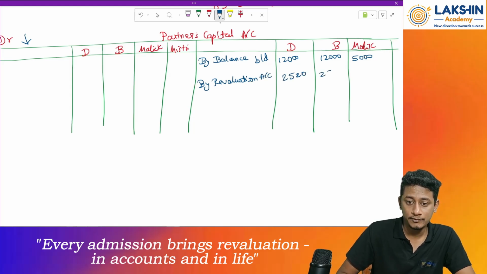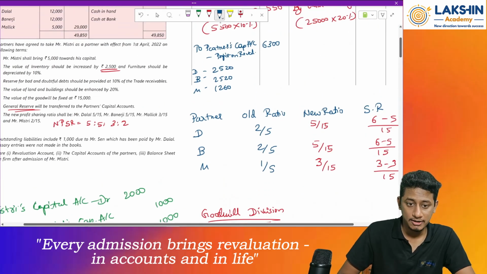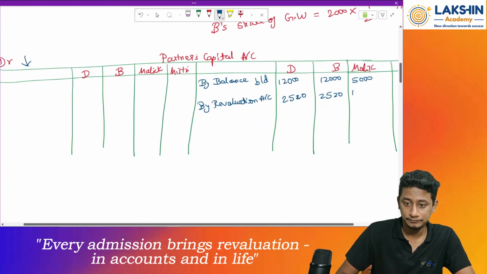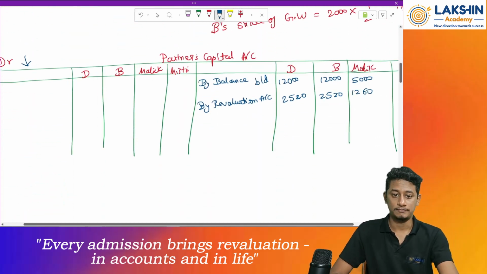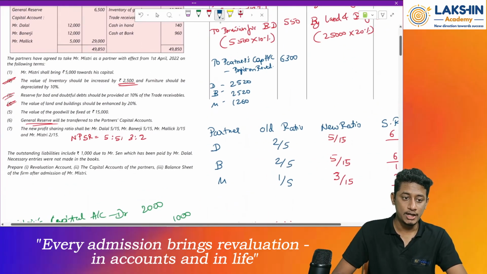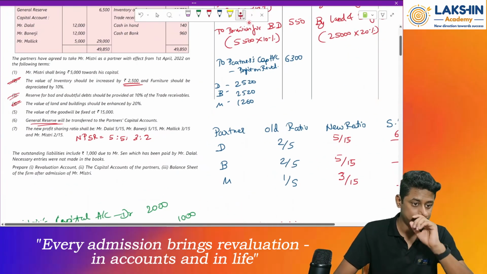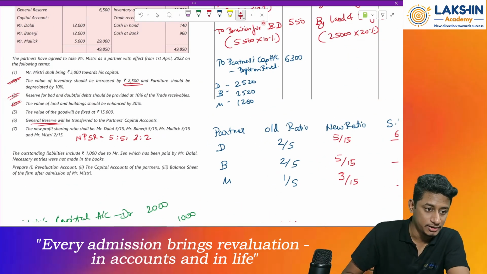2520. 2520, and the last part is what? 1260. 1260. Now next, what to do? Next, before goodwill adjustment, there is one more adjustment. So these all are done. So don't touch this. Here, Mistry shall bring 5,000 towards capital, it seems.